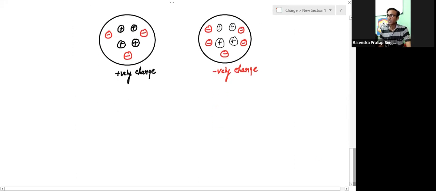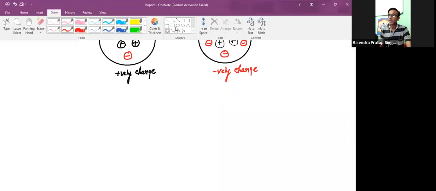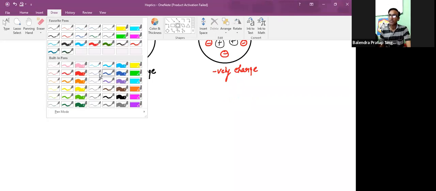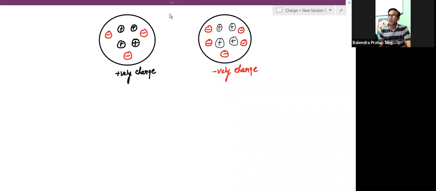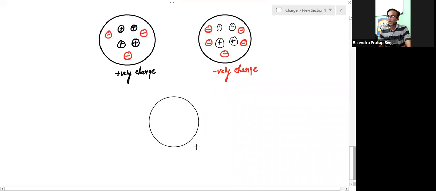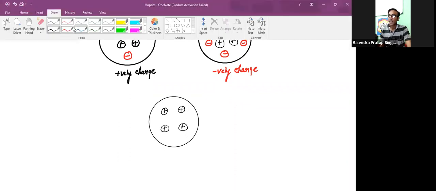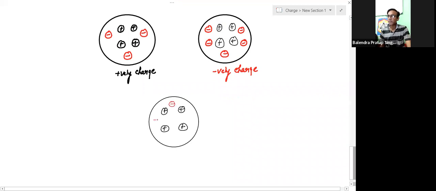So in my next example, I'm taking some positive and negative charges. This time I'm taking first positive charges, again 4 positive charges, and 4 negative charges. So what about this body? Is it positive or negative? What kind of behavior will it show? Anyone?